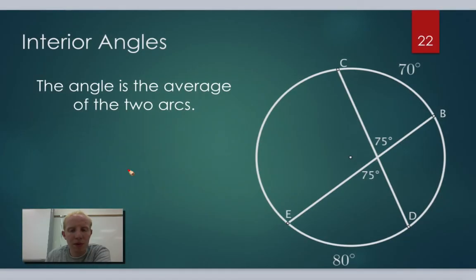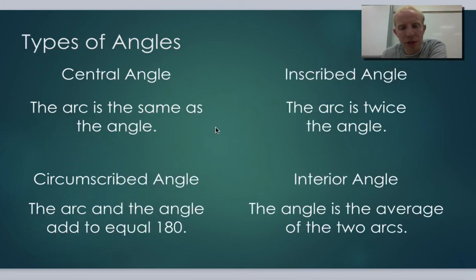Awesome. So just remember that you're taking the average of the 2 arcs to find the angle. And if you had the angle and you were trying to find the 2 arcs, you could also use that average as well. You just kind of have to work backwards, but you could use the same formula. So those are the 4 angles we're going to focus on for this class: the central angle, the inscribed angle, the circumscribed angle, and the interior angle. And just a reminder of the 4 different ways you will treat those angles.